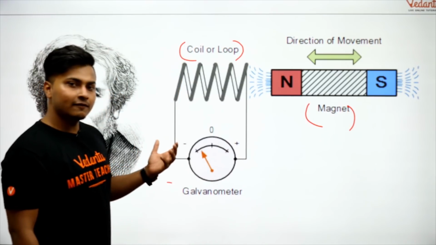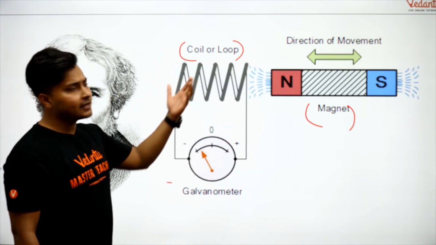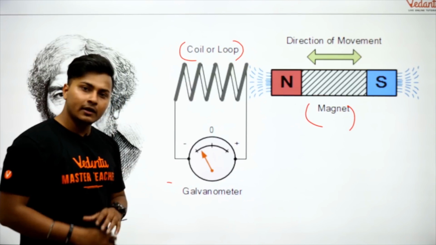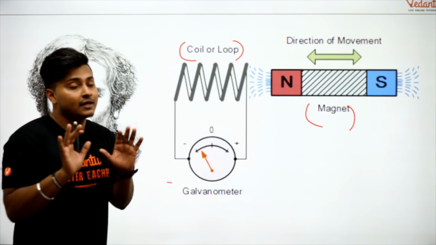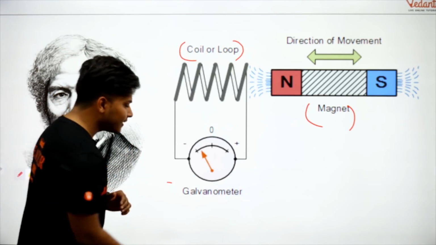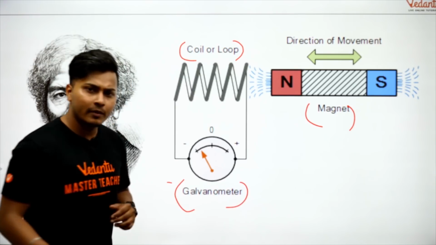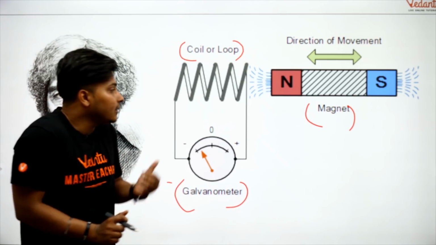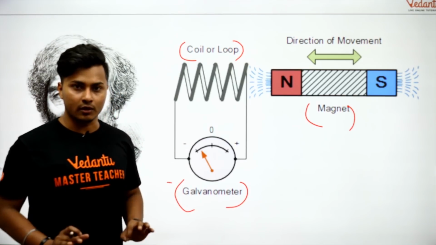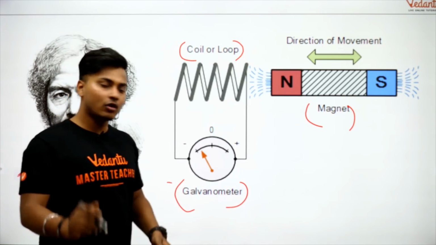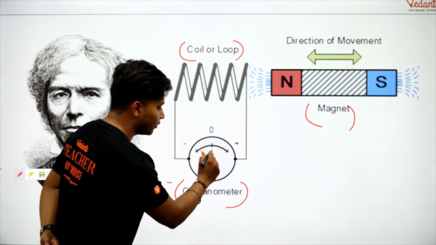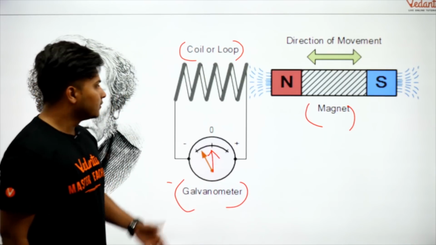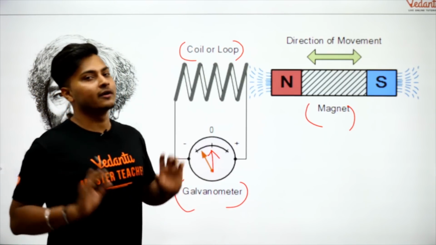What did Mr. Michael Faraday do? He connected the coil with the galvanometer. Not with the battery, but with the galvanometer. I believe all of you know the purpose of a galvanometer. It's nothing but to detect the electric current in the coil, if it is there or not. So right now the galvanometer is at zero deflection because there is no battery connected to it, hence no current flowing.